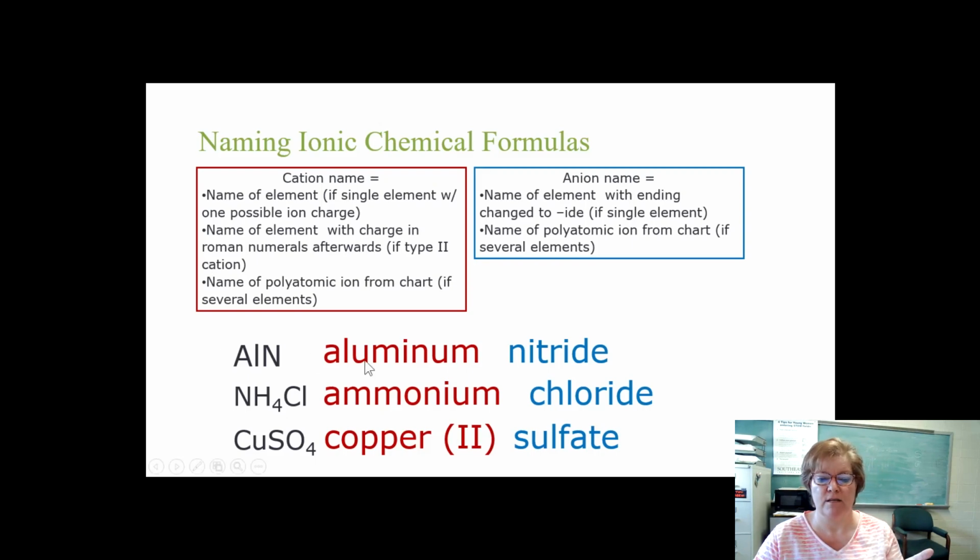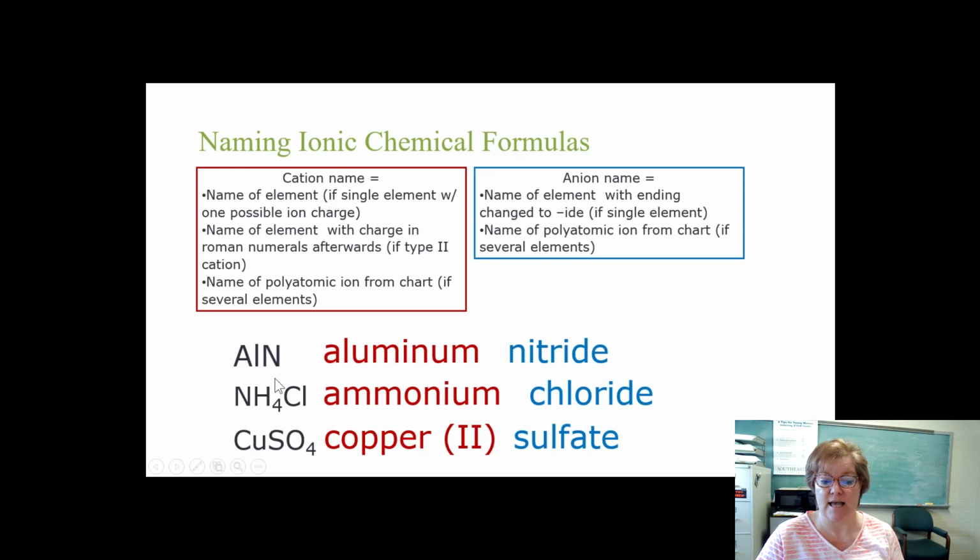So aluminum, if I go looking on the list, it is not a main group element. Well, it kind of is. It's group 13, but it's kind of one of the transition metals. And look it up, but it's always +3. Therefore, I don't need to indicate any charge in Roman numerals, so it's just called aluminum.